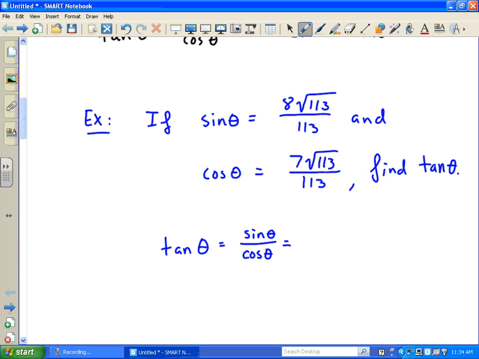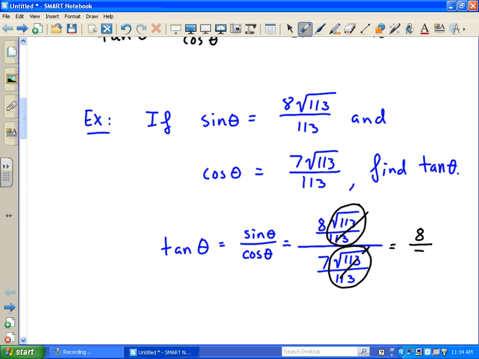Sine of theta has been given to me in this problem. It's 8 roots of 113 over 113. Now this is going to be divided by the value of cosine. The value of cosine was given as 7 roots of 113 over 113. Now this kind of looks like an ugly mess, but on the top you see the ratio, the root of 113 over 113, and on the bottom you see that same ratio showing up, and so those two things actually cancel and you get a result that tangent of theta is equal to 8 over 7.